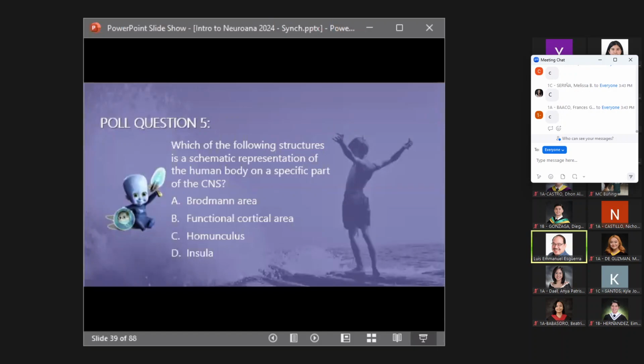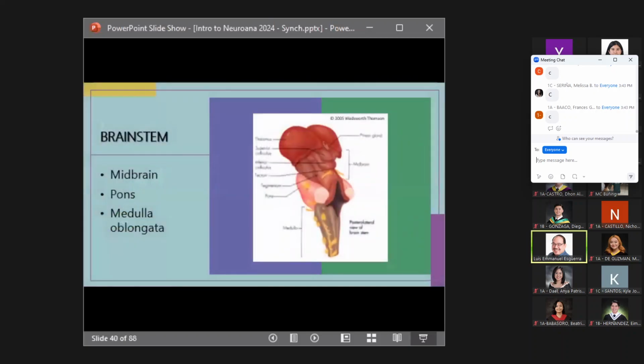Okay, so let's see. Very good. We barely have much time, we have 15 minutes. Do you have any questions so far, before we go to this part of the brainstem? None. Okay. Let's go.